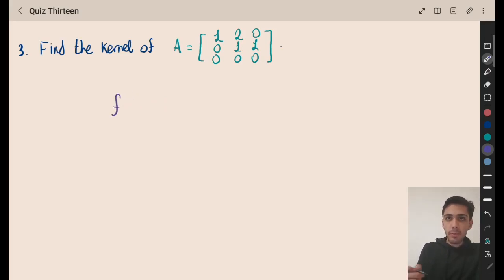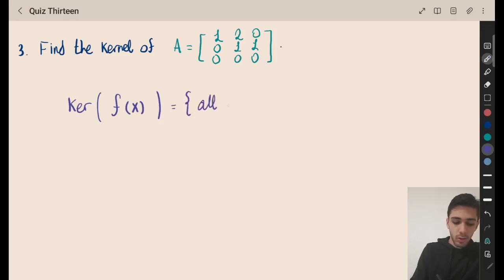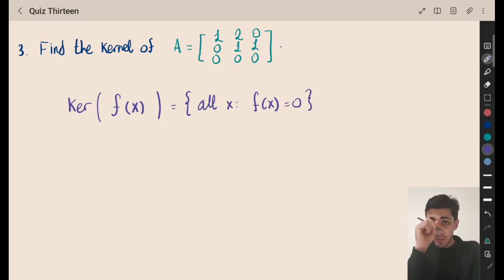Let's say we have a map f, and it takes some input, some values. So the kernel of f of x is all x such that f of x is equal to 0. Does this remind you of something?